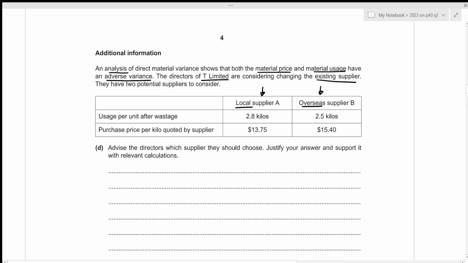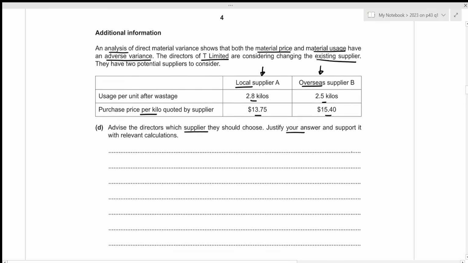And the uses per unit after wastage for the materials from supplier A is 2.8 kilos and for material from supplier B is 2.5 kilos. And the purchase price per kilo quoted by the supplier is also given. So the price is lower for supplier A, which is a local supplier, as compared to the overseas supplier. Now we need to advise the directors which supplier they should choose. We also need to justify our answer and support it with relevant calculations.